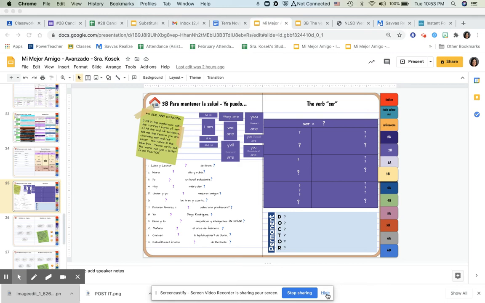Hola, today you're going to be learning about the verb ser. You guys actually learned this last year. It is a review for us. The book again is teaching it for the first time.